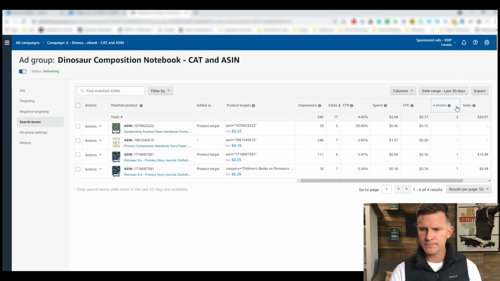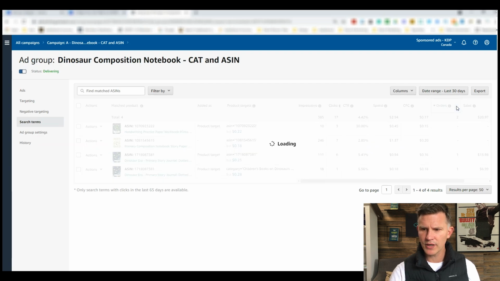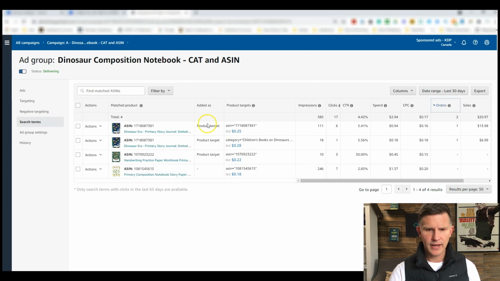So we go to orders. Let's see if we're targeting it already. And we are. So product target, it's already targeting that book. And it's like a second version. It's exactly the same version. I'm not sure why. Oh, it's because it was under the category of children's books on dinosaurs. So someone's also clicked on that and purchased it. So that book seems to be one that I really need to target because it's actually got both of my sales so far. And 28 cents, I'm in the category children's books on dinosaurs.